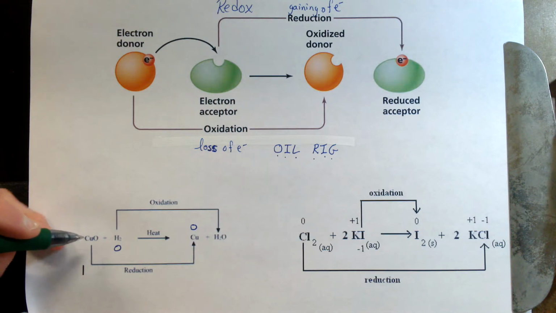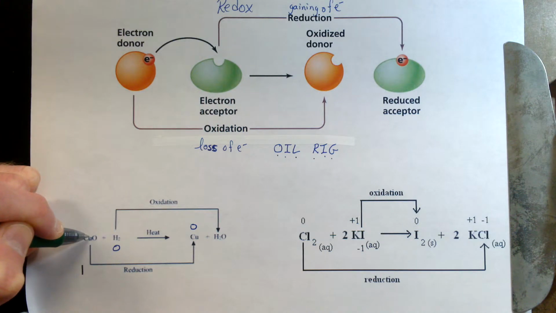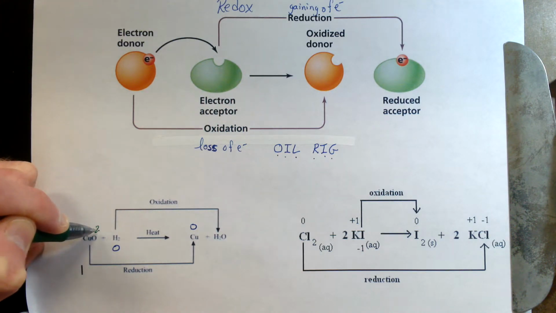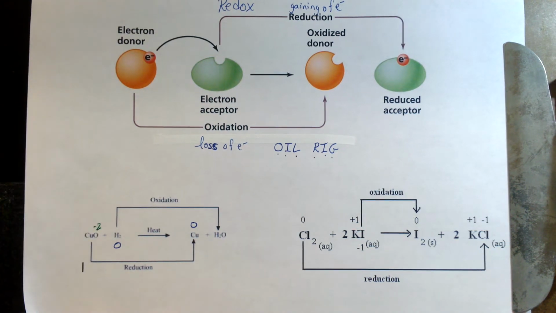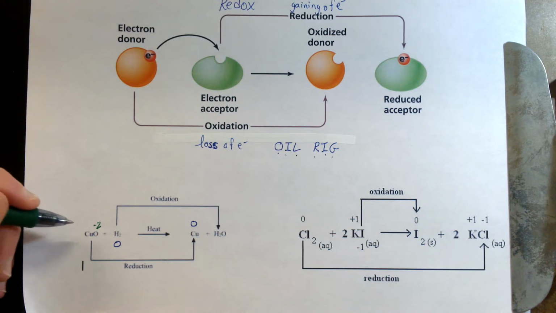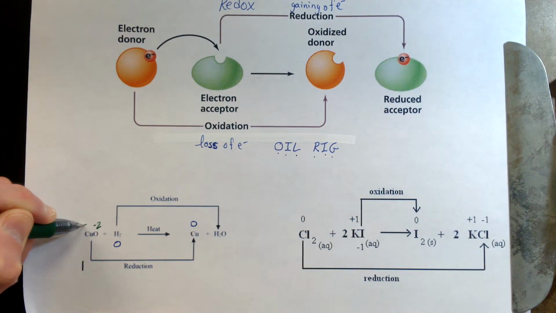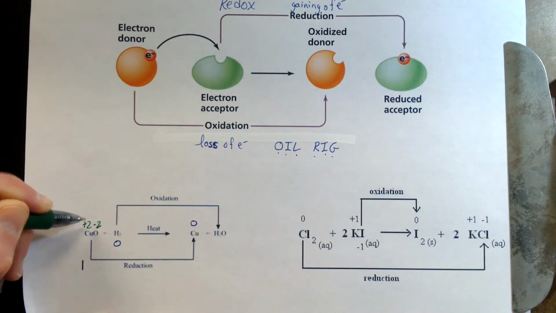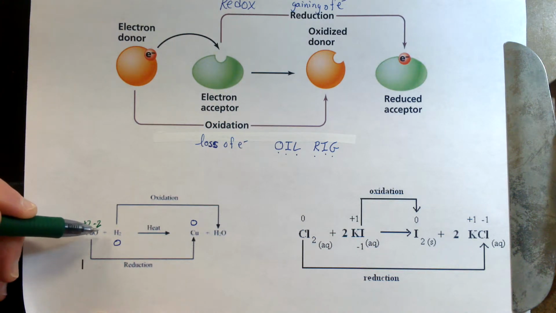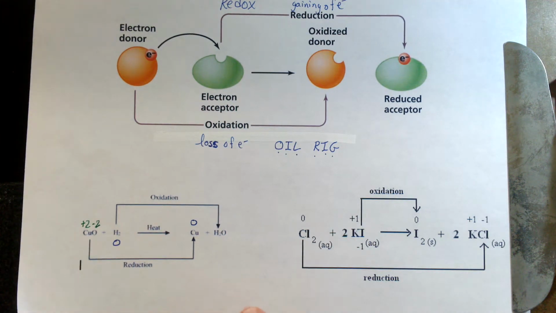Well, it's a +2 here because the oxygen, its common oxidation number is a -2 when in compounds. It can be a -1 if it was in a peroxide. So the copper must be a +2 here so that the net charge on the compound is 0. So the oxygen's carrying a -2, the copper's carrying a +2.